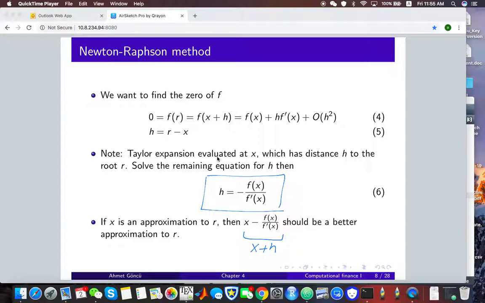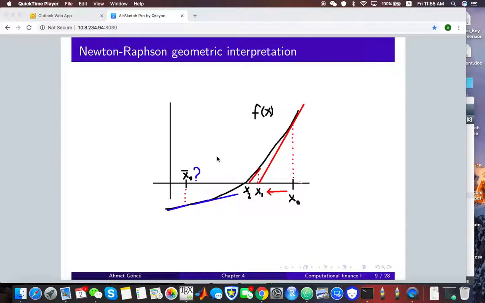So this should be a better approximation to the root of this problem. This is the main idea in Newton's algorithm for root finding problems. We can also see a geometric interpretation of what's going on in this algorithm. Suppose you have this f of x function here, and we need to start with some initial guess.